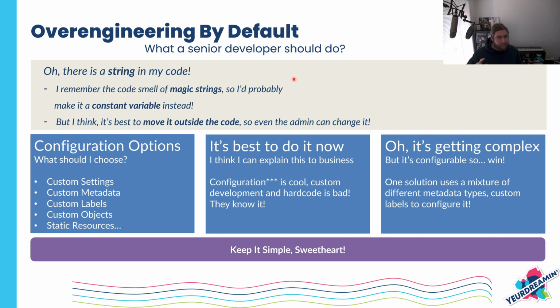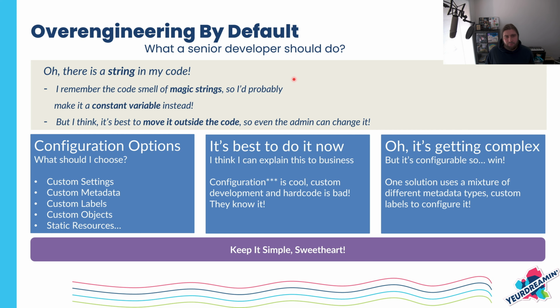Nothing is hard-coded because hard code is bad, and they know it. But it might get a bit too complex if, but we have already this custom metadata type. Should I create a new one? Should I add to an existing one? Should I use custom labels? If so, how can I be sure that they are moved with the code, the value is there?